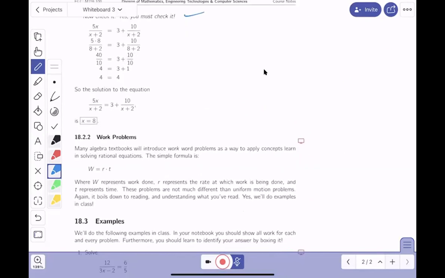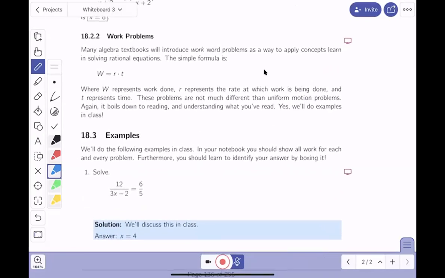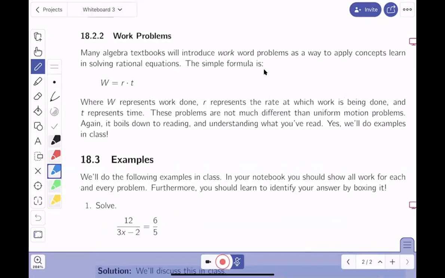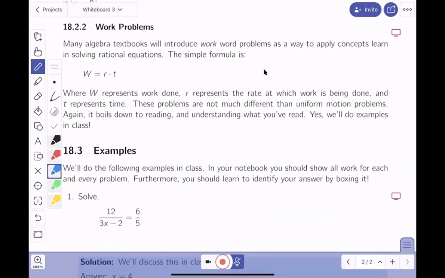Okay, work problems. This has something to do with rational equations. We're doing work problems now. We'll go through examples. Many algebra textbooks will introduce work problems as a way to apply concepts learned in solving rational equations. They're related to this over here.